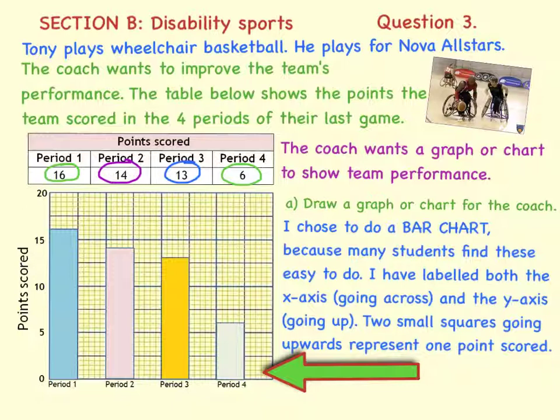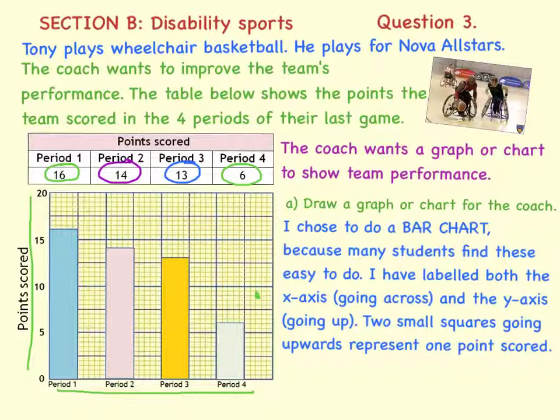I've labelled both the x-axis, the one that goes across the bottom, and I've labelled the y-axis that goes up the side here, goes upwards. The small squares, these tiny little squares here, 2 of those represent 1 point scored.